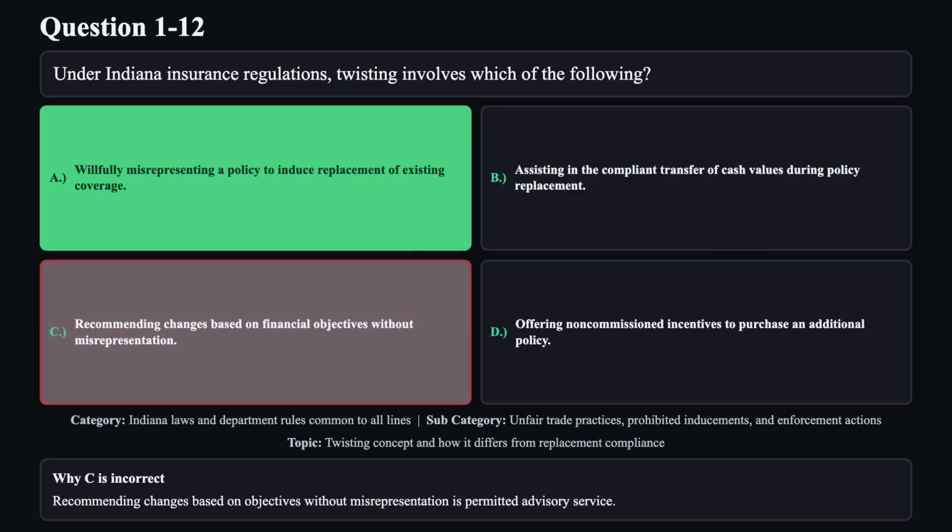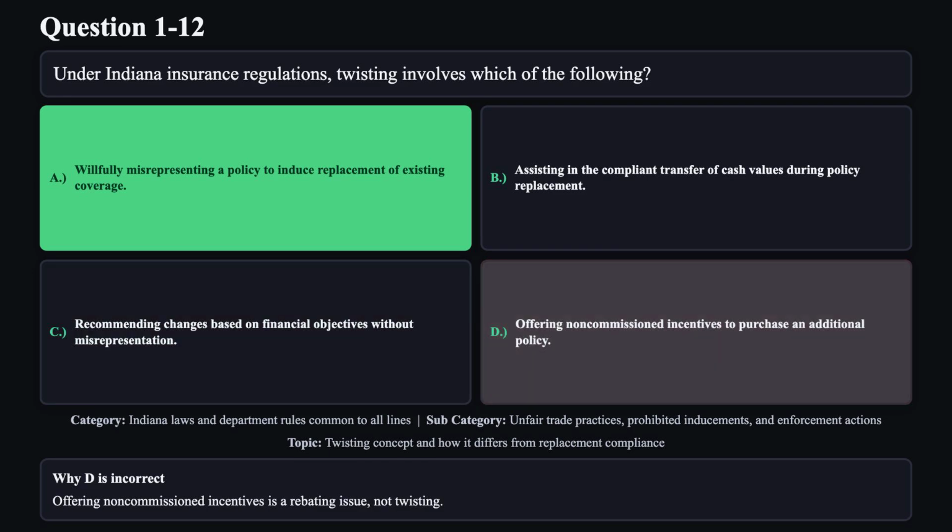Reason C is not correct. Recommending changes based on objectives without misrepresentation is permitted advisory service. Reason D is not correct. Offering non-commissioned incentives is a rebating issue, not twisting.